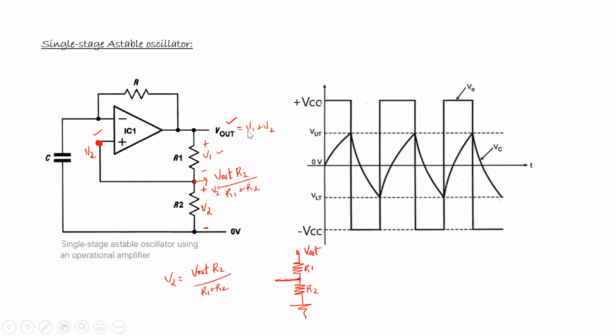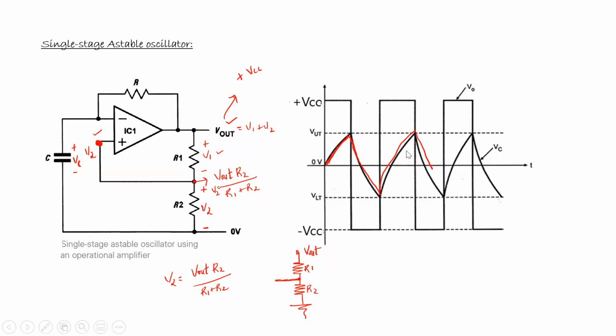Now this output would be plus VCC. Everybody understand this? This output would be plus VCC when V2 is greater than the voltage across the capacitor. Let's say the voltage across the capacitor is VC. Now, when VC is less than V2, what does the voltage across the capacitor look like? In this waveform I'm marking in red, that is the voltage across the capacitor.